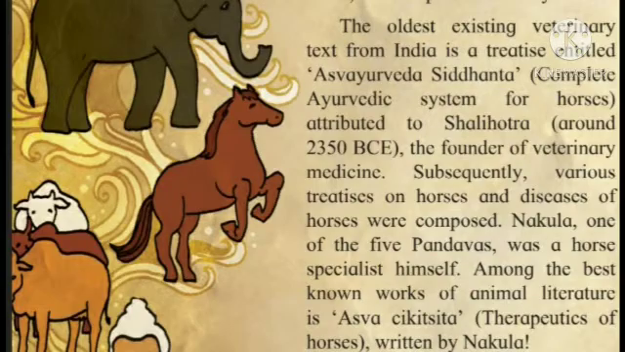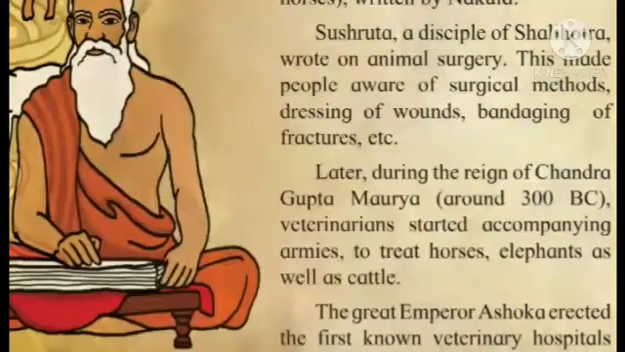Let's move to the next paragraph of the lesson. Sushruta, a disciple of Shalihotra, wrote on animal surgery. So he has written a book on animal surgery. Surgery means the operation on a certain animal. This made people aware of surgical methods. Surgical method means related or used in surgery.